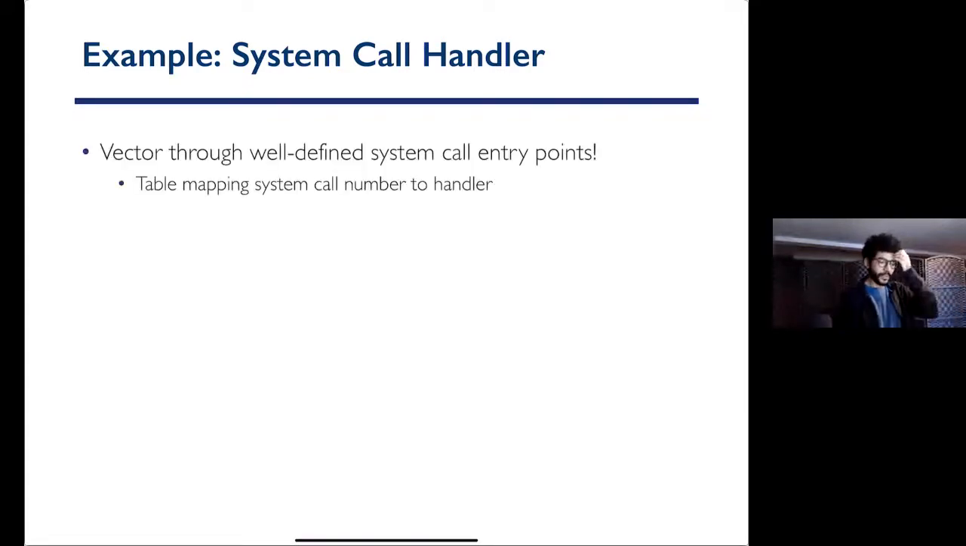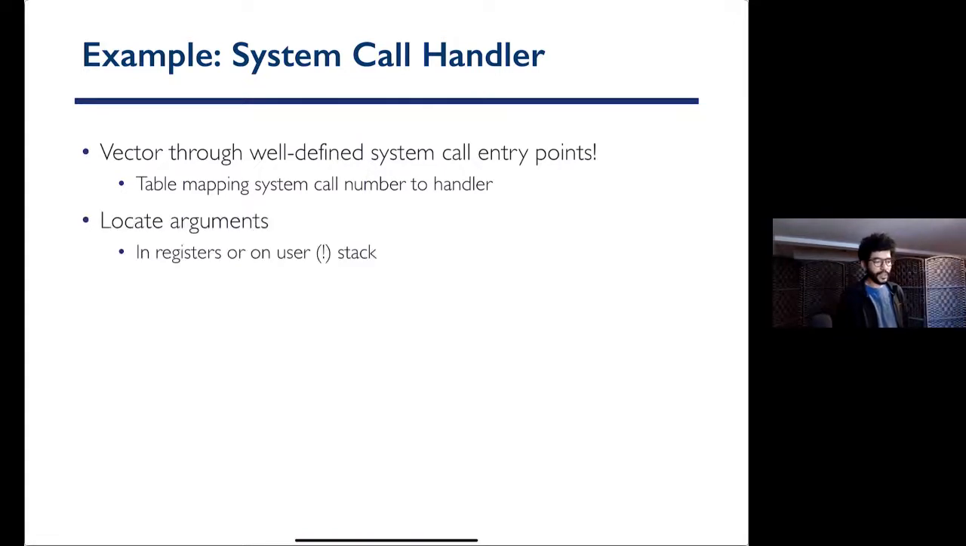So the first thing is you probably want inside your system call handler to have well-defined system call entry points. So you want to say, okay, based on the system call number, for example, that is provided to me, I decide to go to this system call or that system call. So based on the system call number, you decide which function to call, to read from a file, to write to a file, to listen to a socket, and so on and so forth. So that's the first thing you have to do.